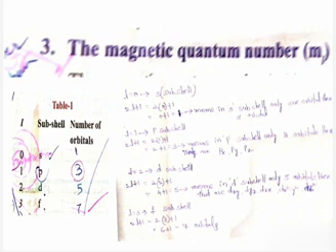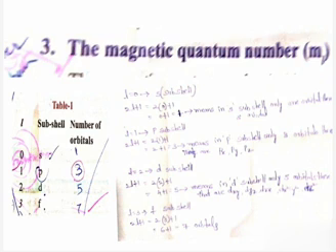And what are its ML values? Minus 2, minus 1, 0, plus 1, plus 2. Like that it will be there. This magnetic quantum number is simply explaining how many orbitals are there in each subshell. Subshells are shown by the letter L. L values start from 0, 1, 2, 3, 4.